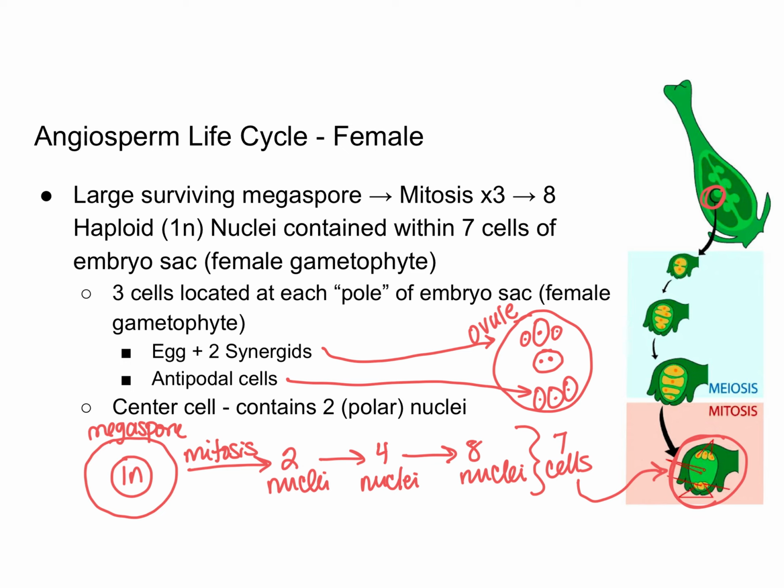You can also see those cells on this diagram here, where you can see the 3 cells on one end of the ovule, 3 cells on the other end of the ovule, and then that center cell with 2 nuclei present.